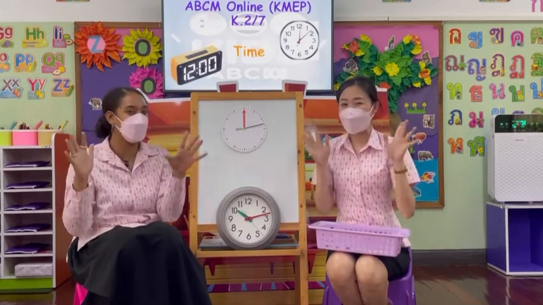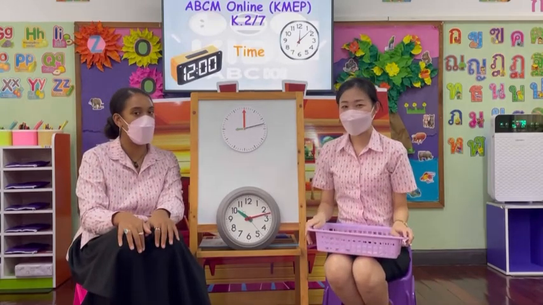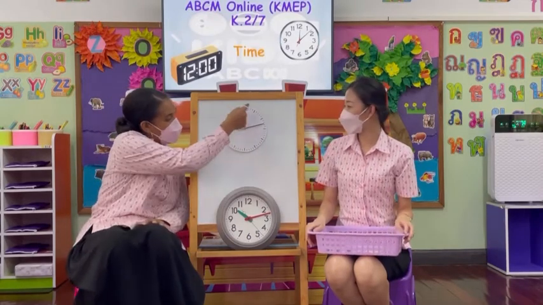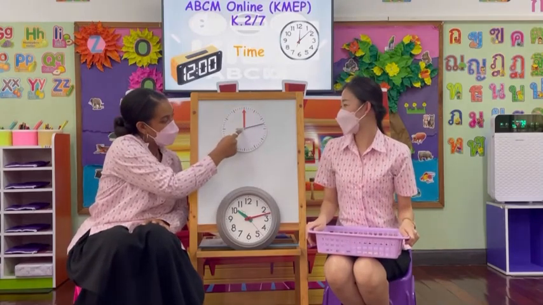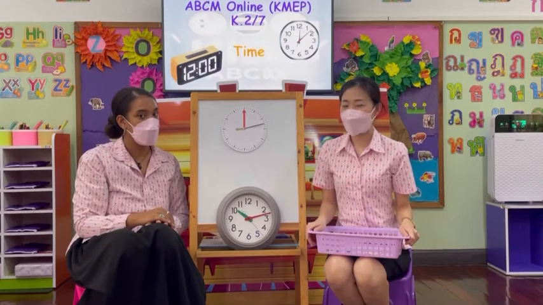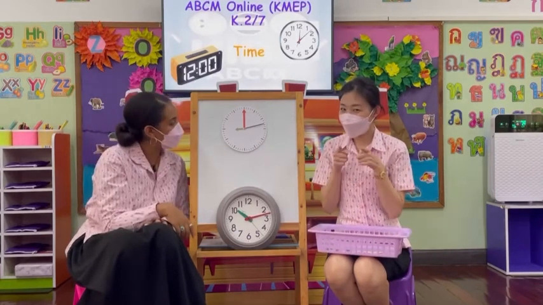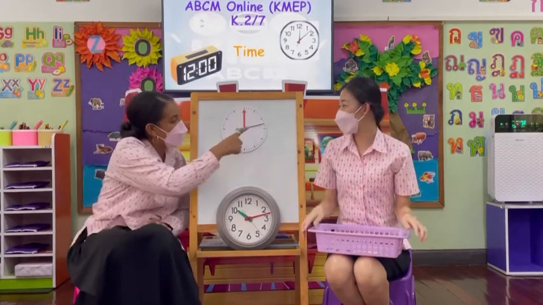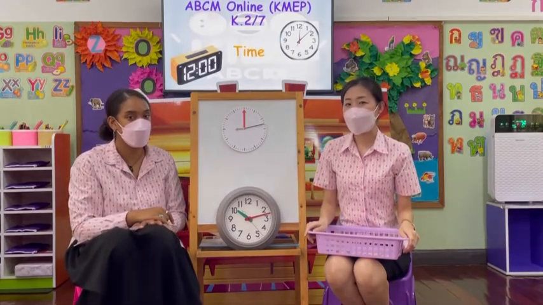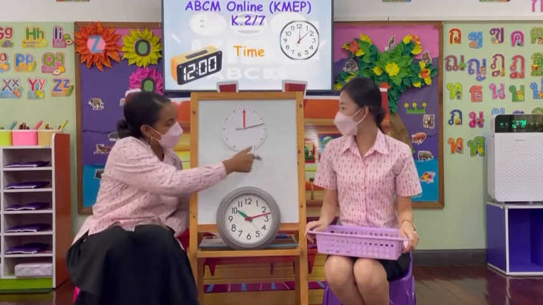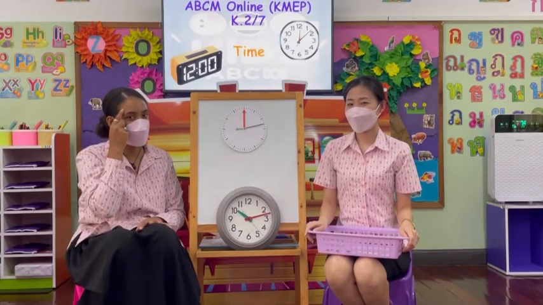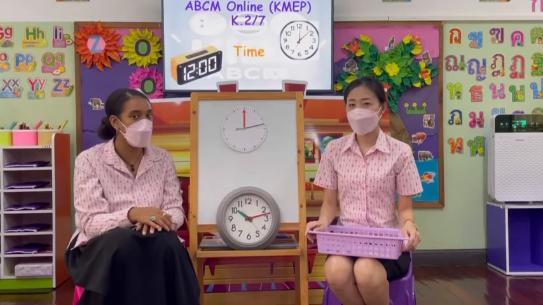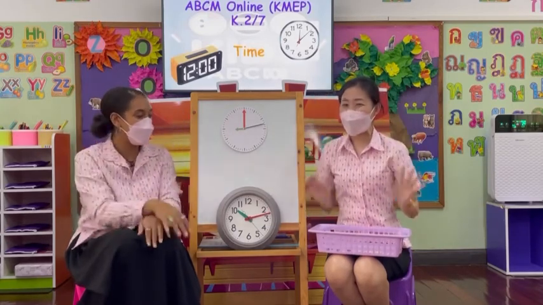Okay, so here we have our clock. Now, do you remember the different parts of the clock? So we have our face. We have our hand. And the hour hand is short. We have our minute hand. And our minute hand is long. And we have our second hand. Now, can you see what is missing from our clock? We have no numbers. So we're going to learn where the numbers are on the clock. Okay, are you ready? Yes, we are. Let's go.